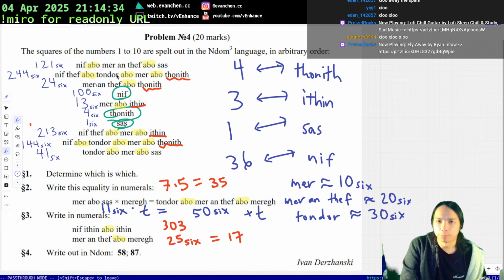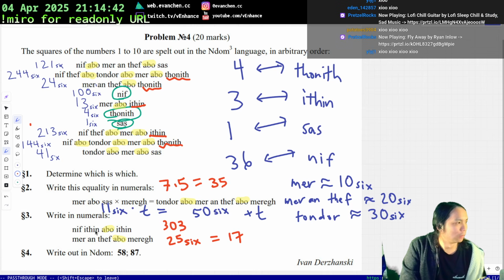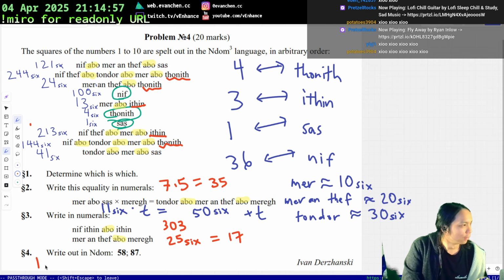We know in the tens place that mer was 10, and then mer and thef became 20, and then tondor was like a separate word. Nifithin could be. What is wrong with Twitch chat today? Jesus Christ. Anyways, 58 is 1. Oh god, arithmetic. 1, 3, 4, base 6.